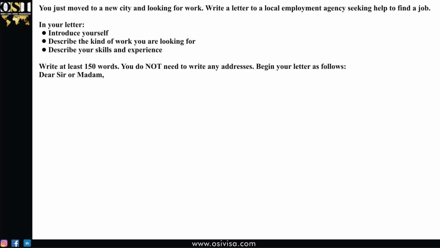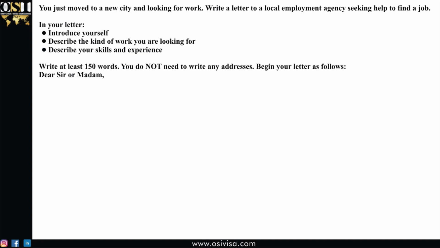So as you can see, there is a question over here. It is in bold. It says you just moved to a new city and looking for work. Write a letter to a local employment agency seeking help to find a job. And now there are some instructions as well. In your letter it says introduce yourself, describe the kind of work you are looking for, and describe your skills and experience. Write at least 150 words.